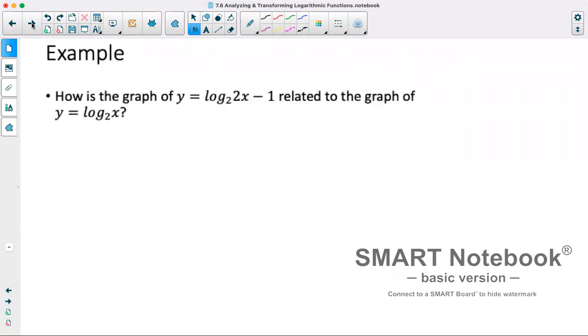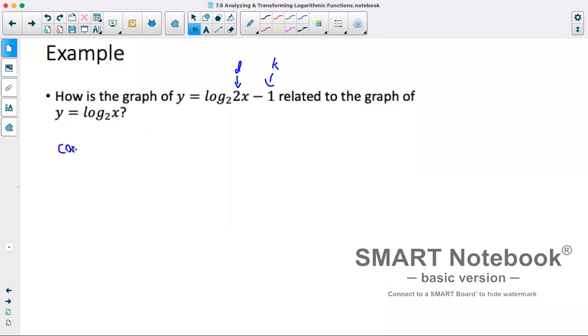So for example, how is the graph of log base 2 of 2x minus 1 related to a graph of log base 2 of x? So essentially we have two transformations here. We have this 2 here, which would be our d value. And we have this here, which is our k value.